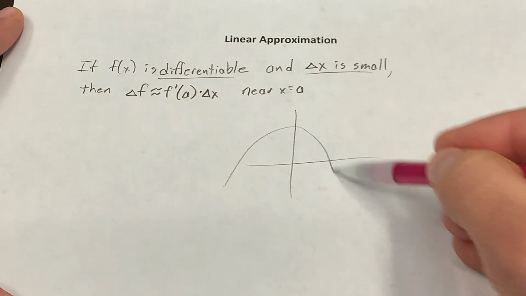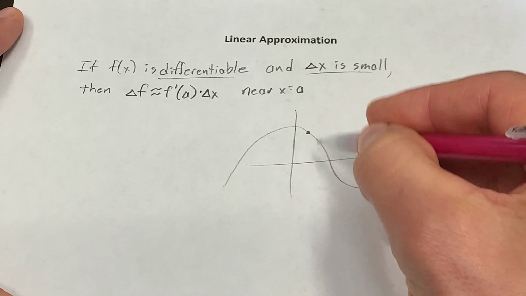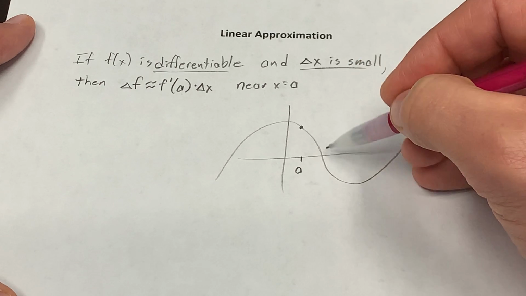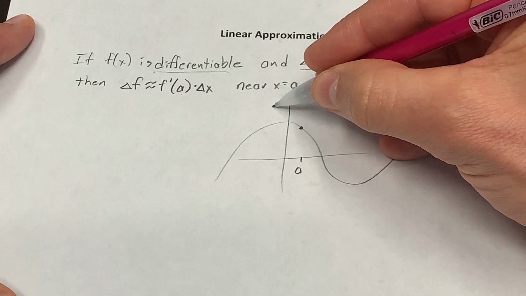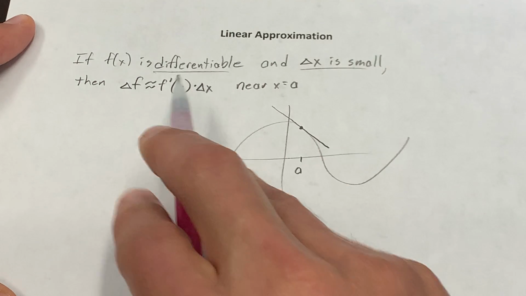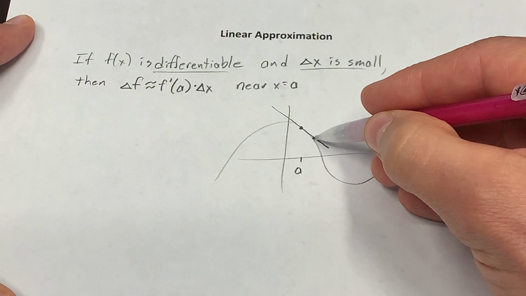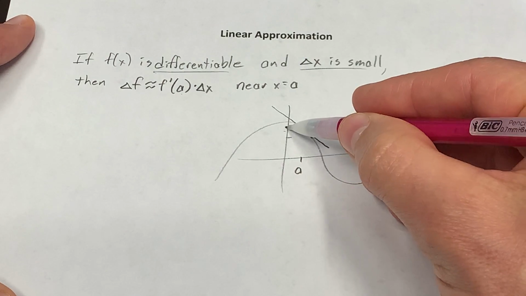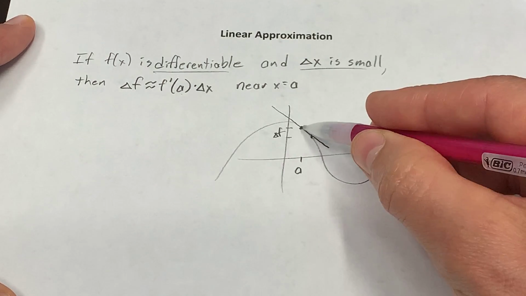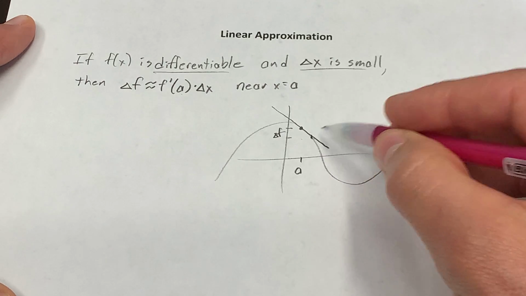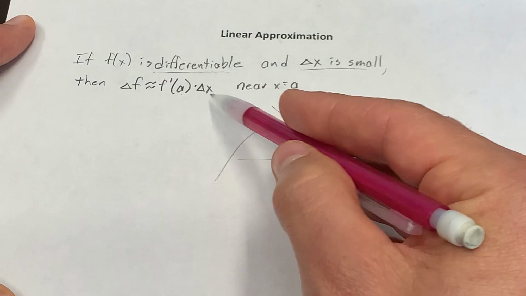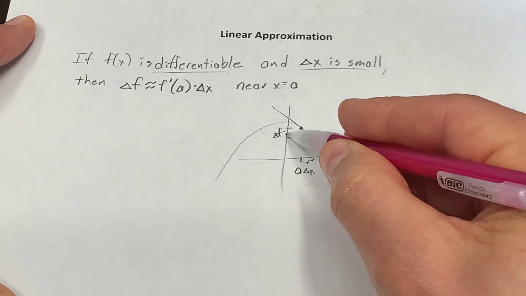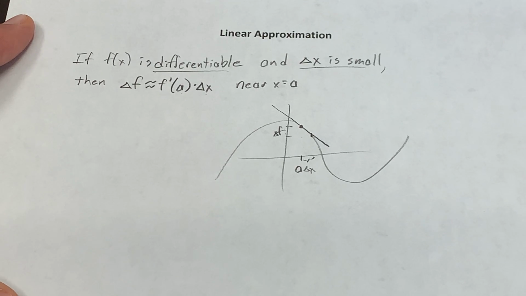I have some random function here. Here's my point a. Let's imagine that it's a lot of work to compute points on this function. And so I have the slope at a, right? And I want to move to the right. And I want to know how much did f change? Well, take the slope and take the distance here, the change in x, and you can estimate delta f.